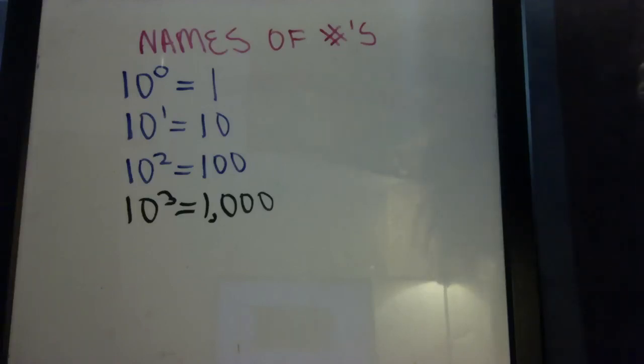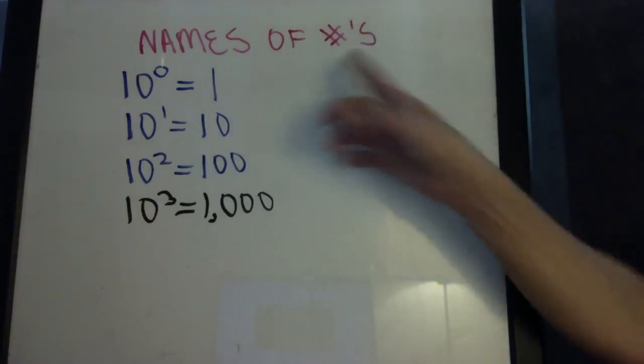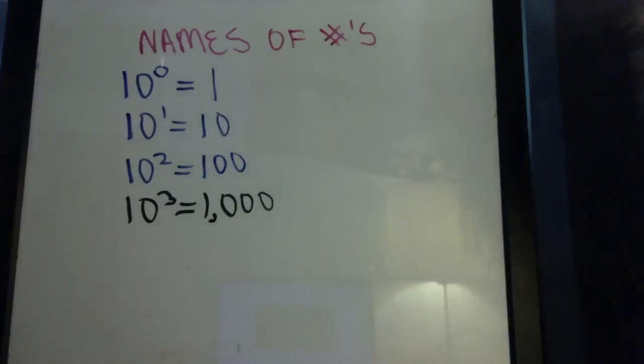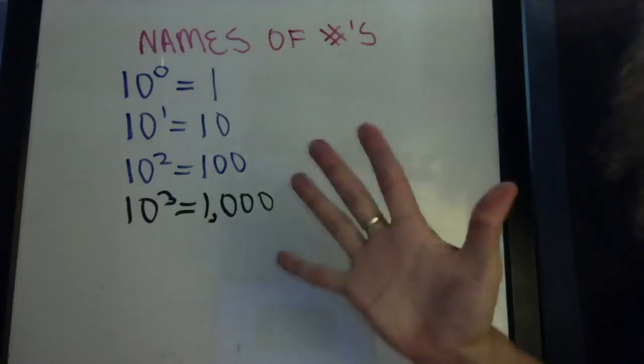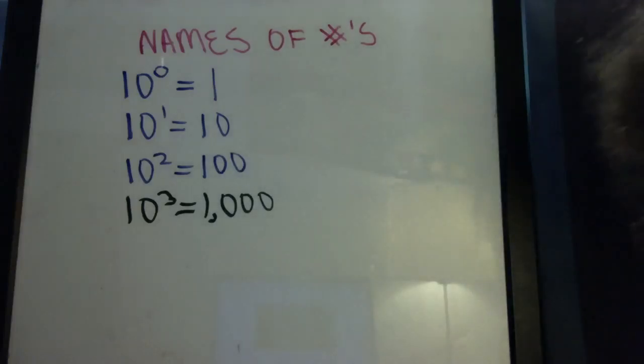Names of numbers. Wait, names of hashtags. No, numbers. Names of numbers. Okay, step one. This is concept number 5. No fun, get back to 1.